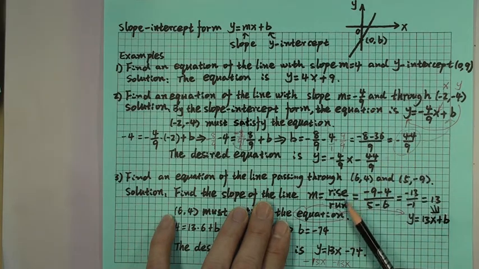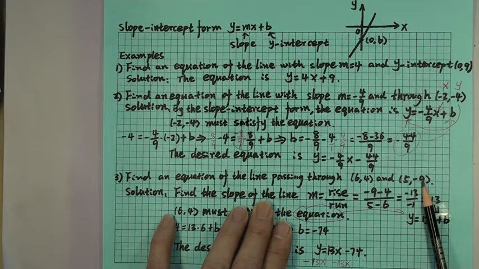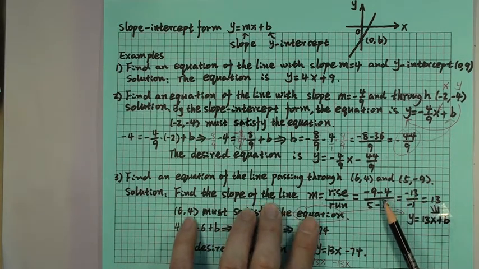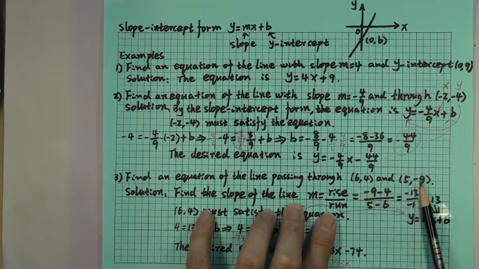Okay, that's rise over run. We are given 2 points, and from 2 points we can always find the slope.